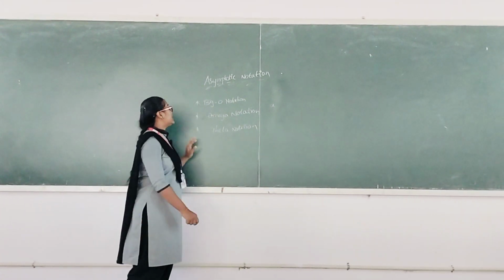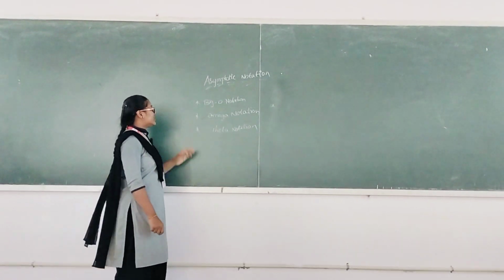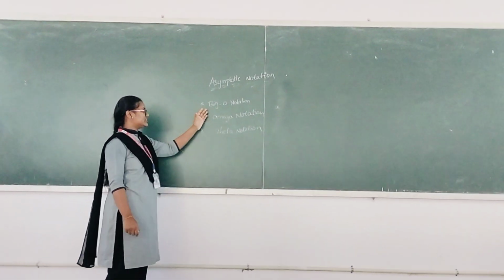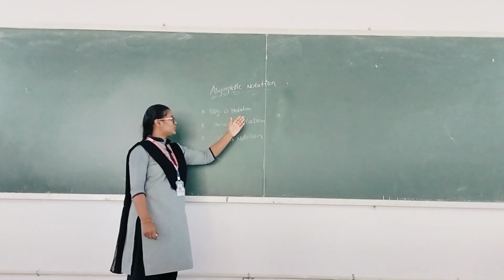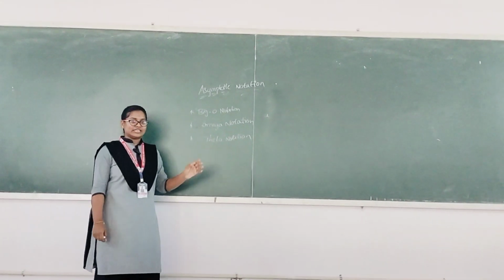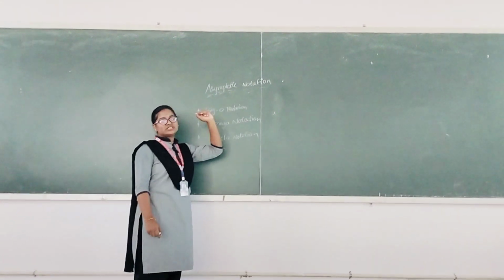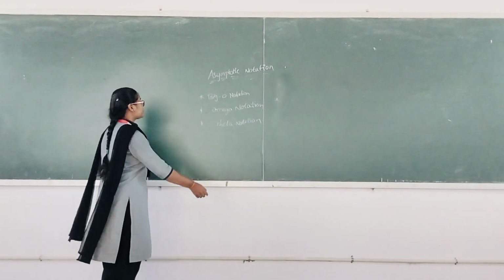Today I want to tell about asymptotic notation. In asymptotic notation, there are three types of notation: big O notation, omega notation, and theta notation. Why do we use this asymptotic notation?